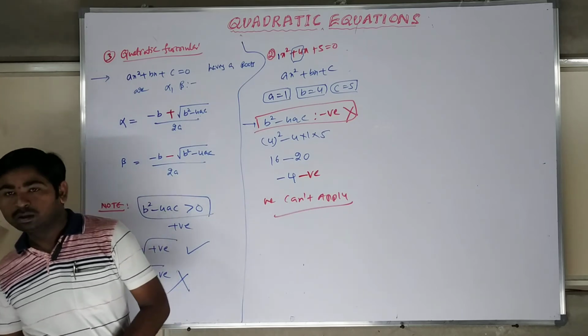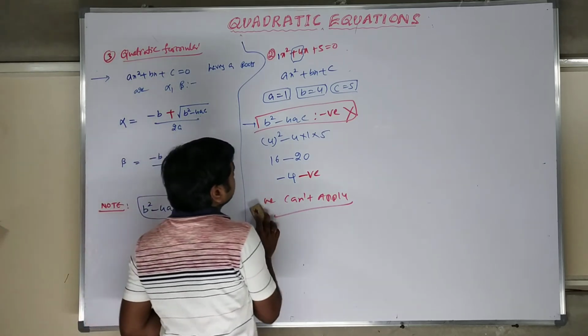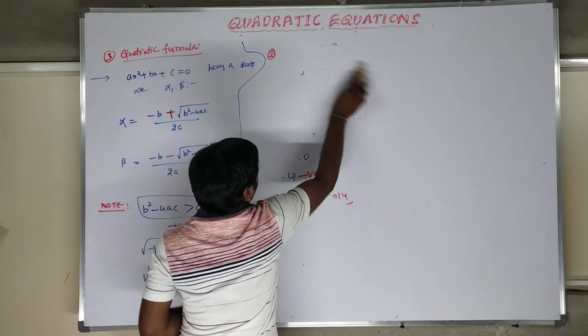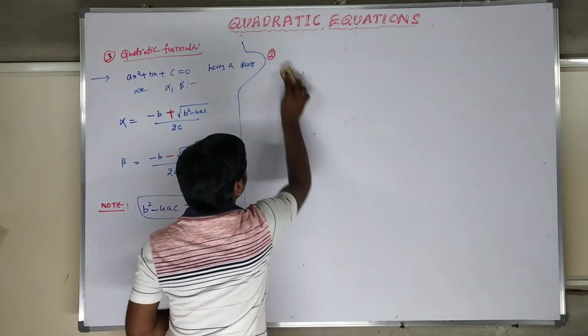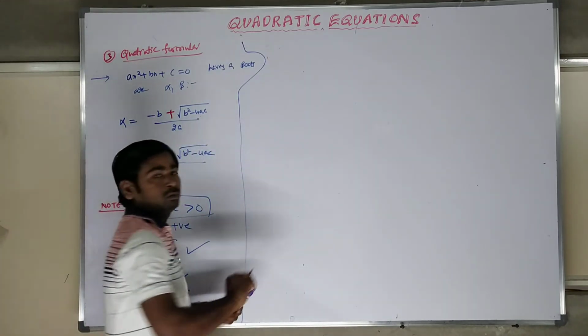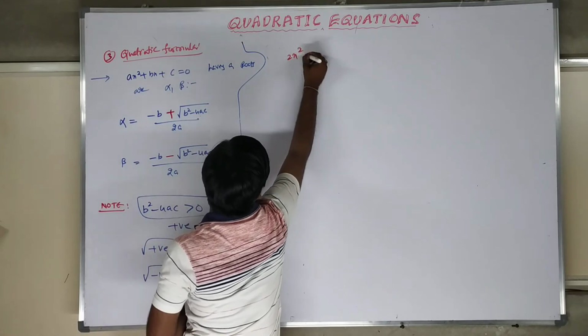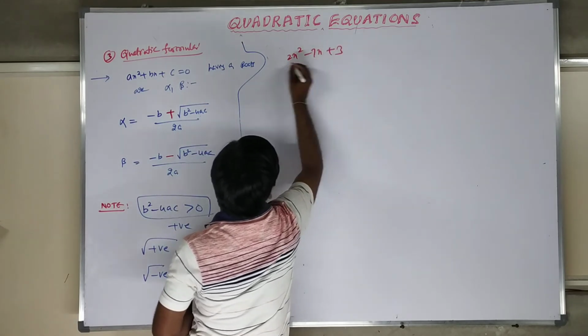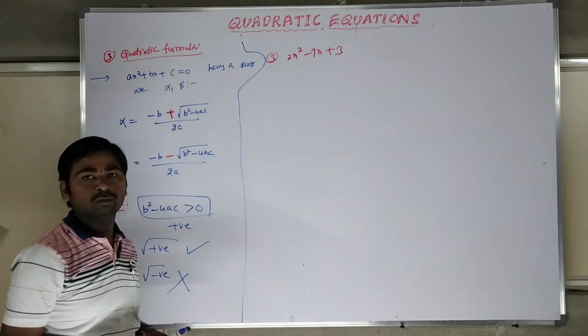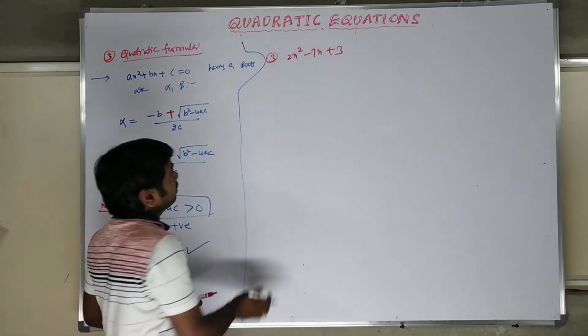Is it clear? Next, to understand it very well, I will go for another question also to clear up your problem. So next, third and last question: 2x square minus 7x plus 3. 2x square minus 7x plus 3. Please continue the problem on your own. Meanwhile, I will do it.